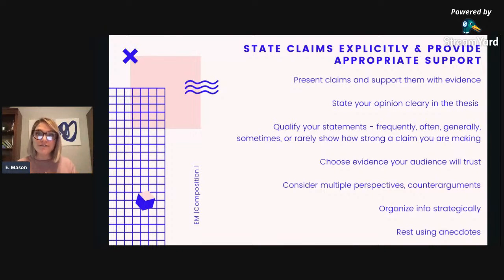The next is qualify your statements using words like frequently, often, generally, sometimes, or rarely. Those show how strong the claim is that you're trying to make.